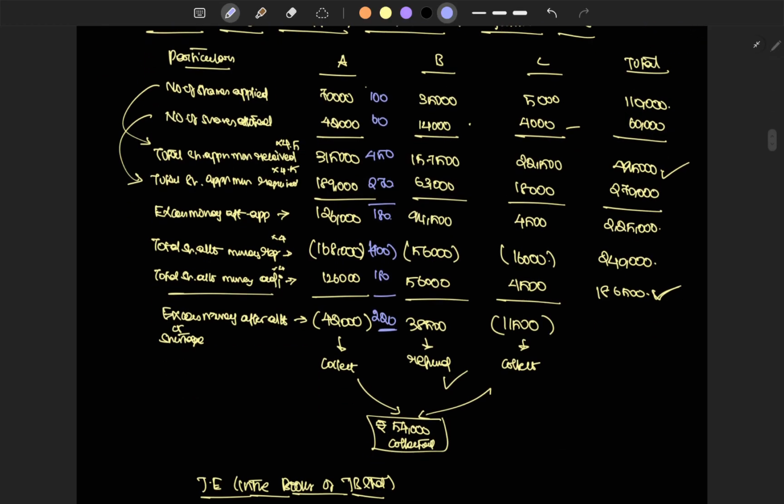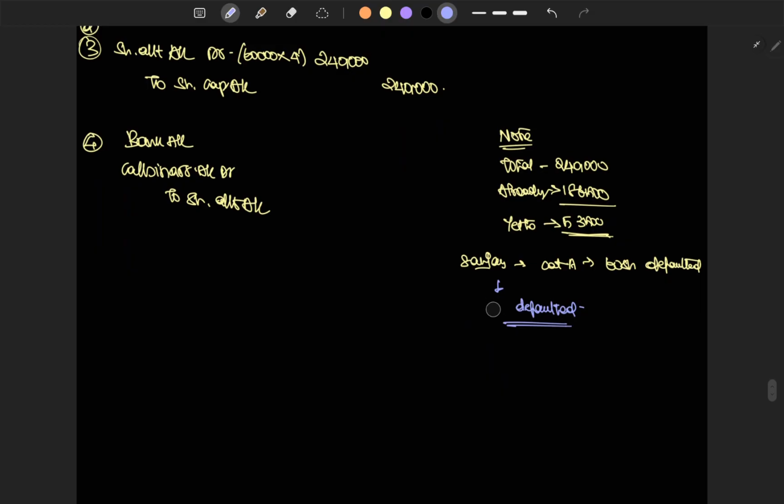Sorry, I think here we made a mistake: he only has 60 shares, right? So 60 into 4 is 240. So we need only 60. So the amount defaulted here is rupees 60. So calls in arrears is rupees 60. So how much in bank here? How much share allotment money we have to receive, which is 53,500. How much we have only received, which is 53,500 minus 60, which is 53,440.